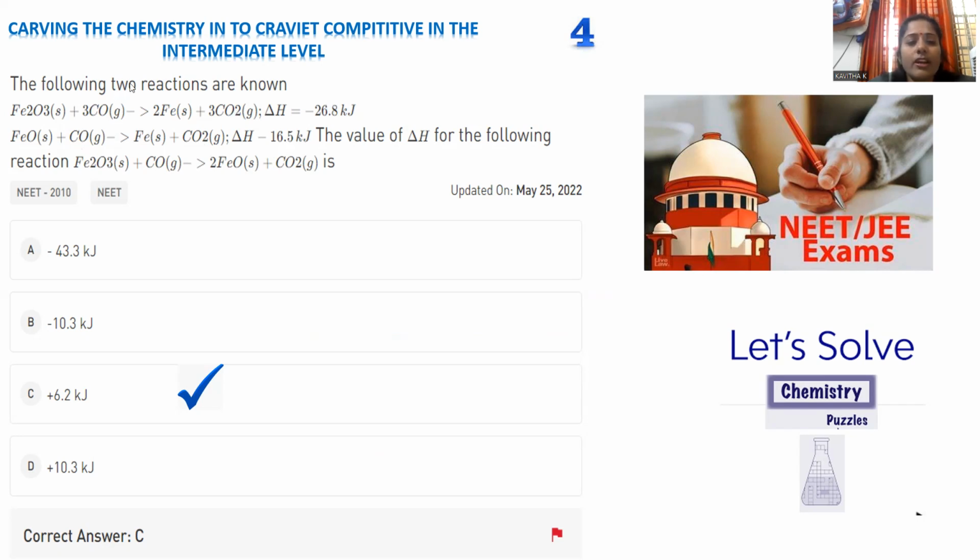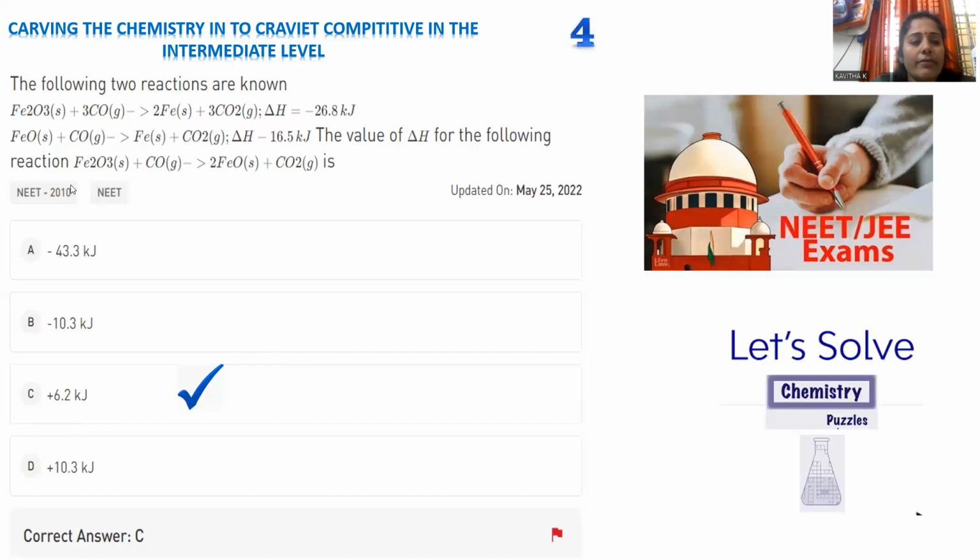Fine. So in accordance with the given data, we have to retrieve the delta H of the given reaction, that is, ferric oxide upon treating with carbon monoxide gives ferrous oxide and carbon dioxide. Only the enthalpy needs to be calculated. In order to get the relation, we have to go for sequential solving of the problem. The correct answer will be option C, plus 6.2 kilojoules. Let's see how we can solve this problem.